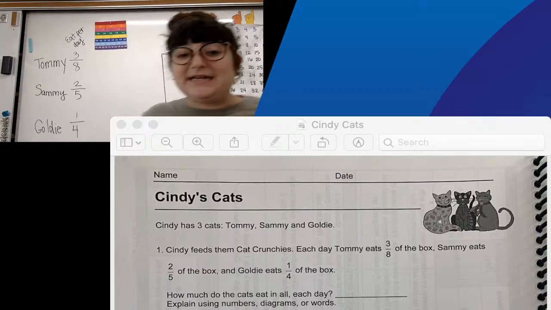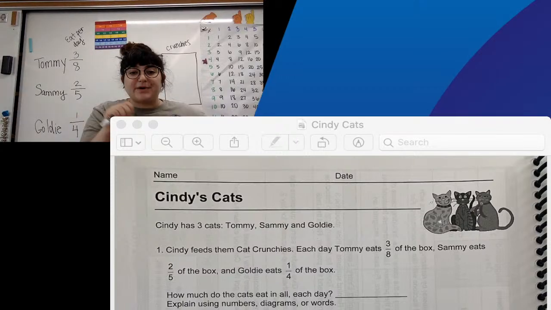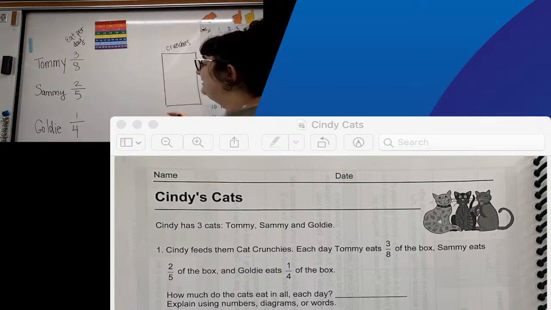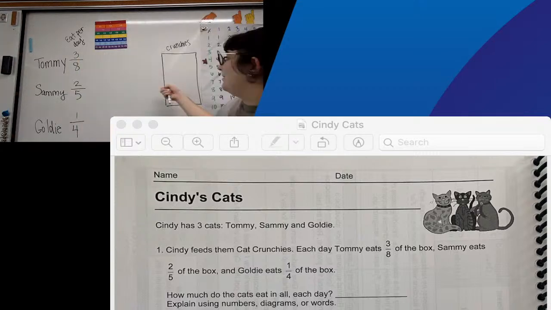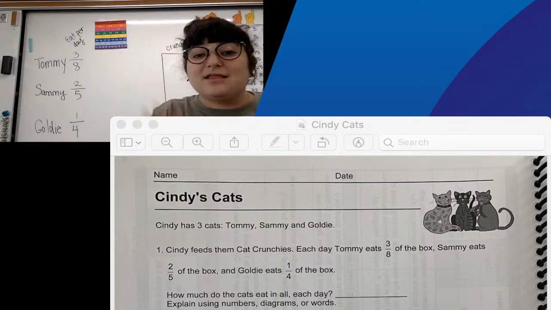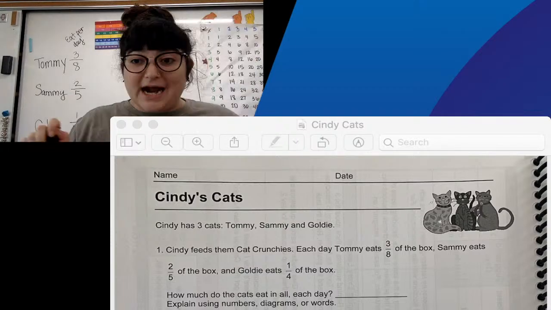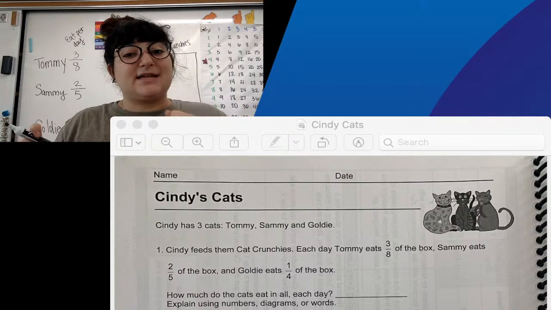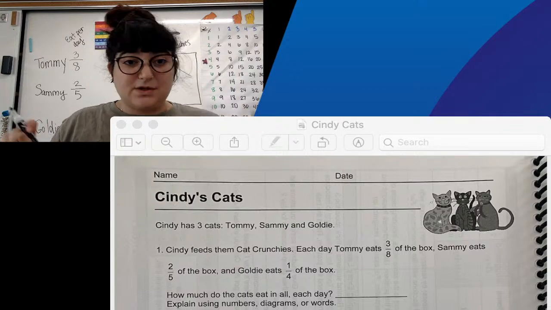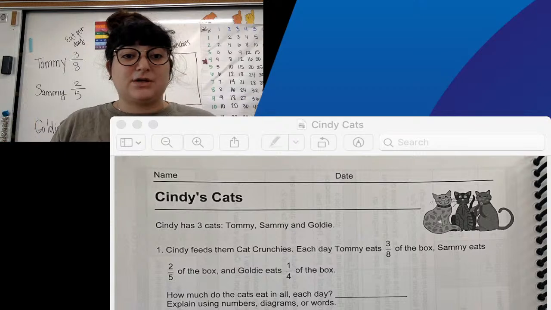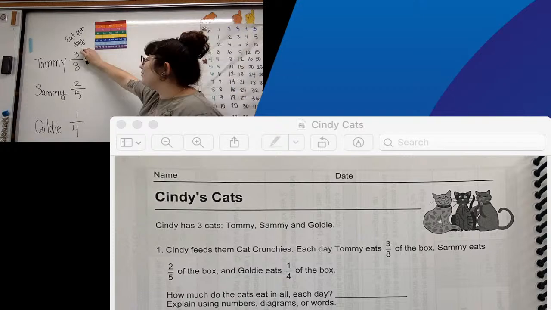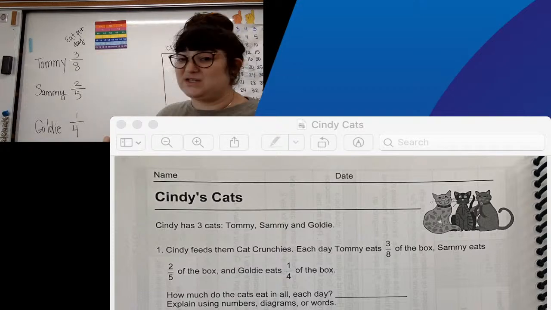And we need to explain using numbers, diagrams, or words. Now check it out. I've got numbers, I've got a diagram, I have words. I love using all of these strategies. They really help me so that I understand. You might be doing this using just your numbers. You might choose to solve using diagrams. And also, words really help us out as well.